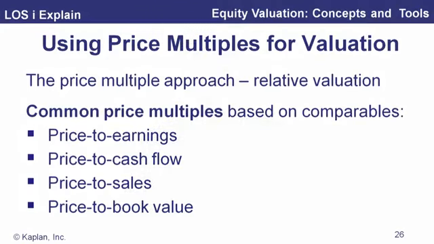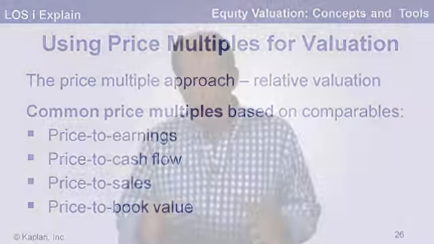Well, the common price multiples that are used for this relative valuation are PE ratios. You always hear, okay, well, the market's trading at a PE of 19. That's historically high. Or you see an analyst report that says this company's just as good as this other company, but it's trading at 12 times earnings, and this other company is trading at 15 times earnings. So that's the idea, comparing it to something else.